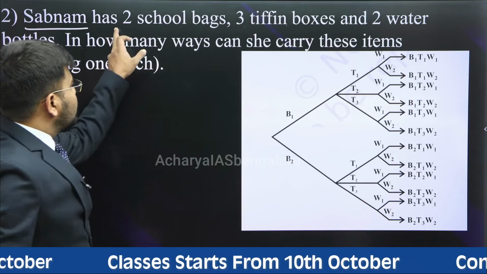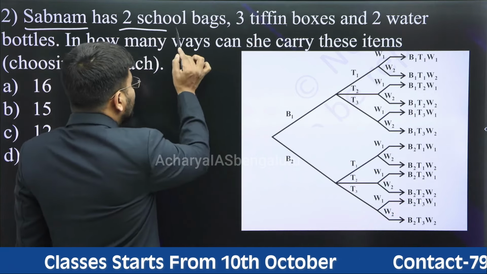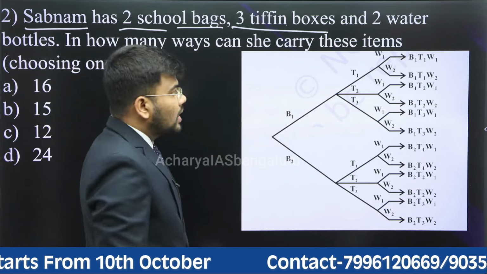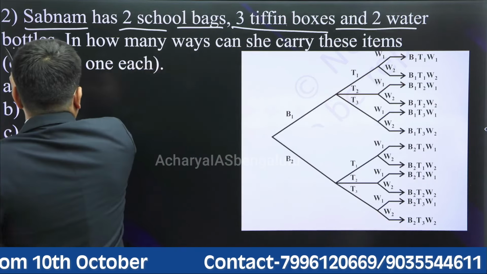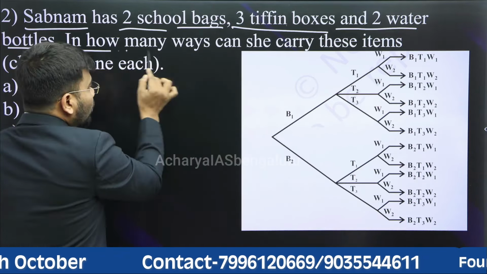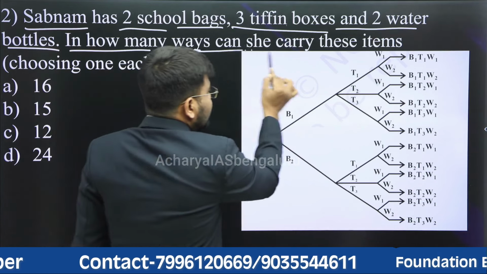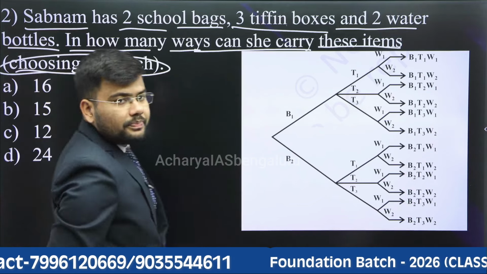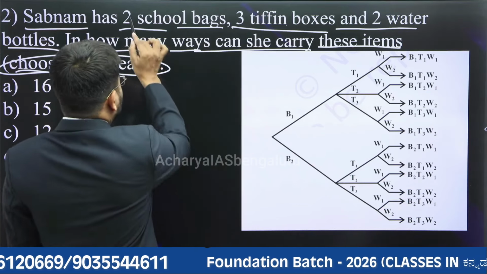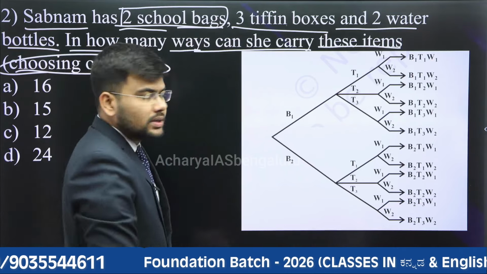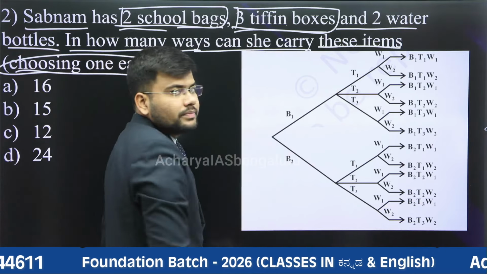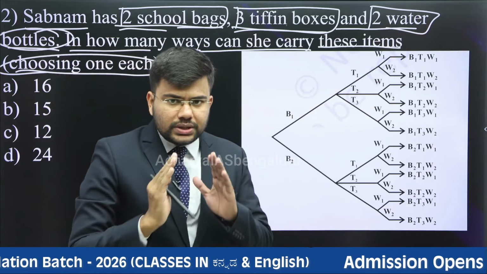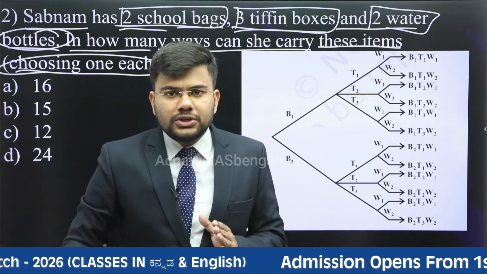Shabnam has 2 school bags, 3 tiffin boxes and 2 water bottles. In how many ways can she carry these items, choosing 1 each? That means she has 2 school bags, 3 tiffin boxes and 2 water bottles. Using these, how many different ways can she go to school?